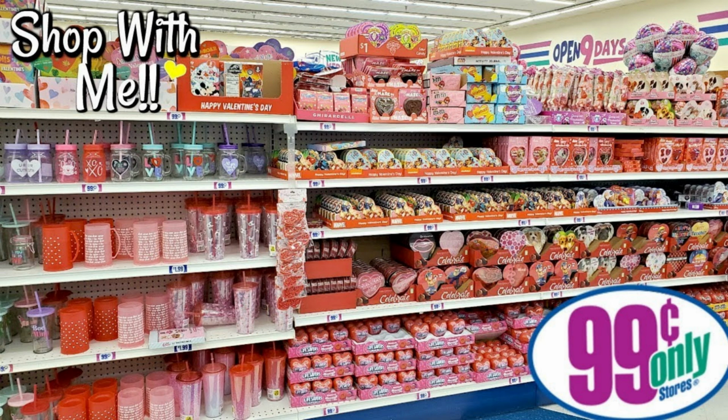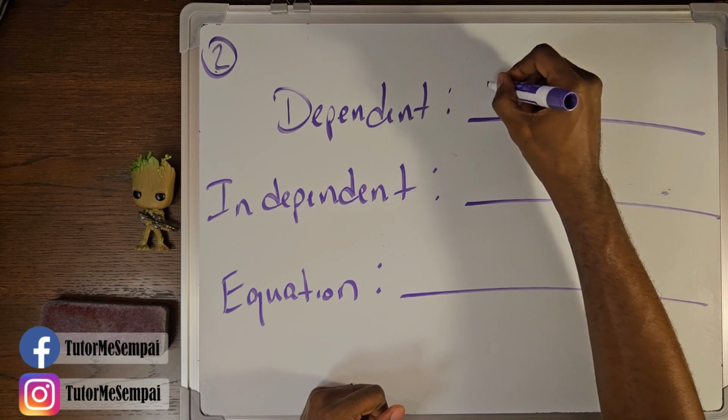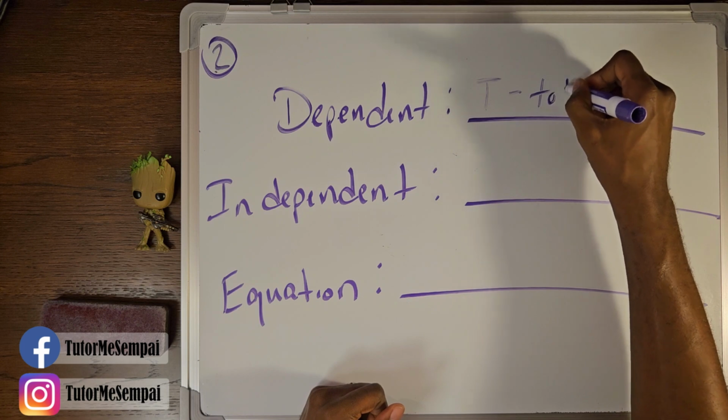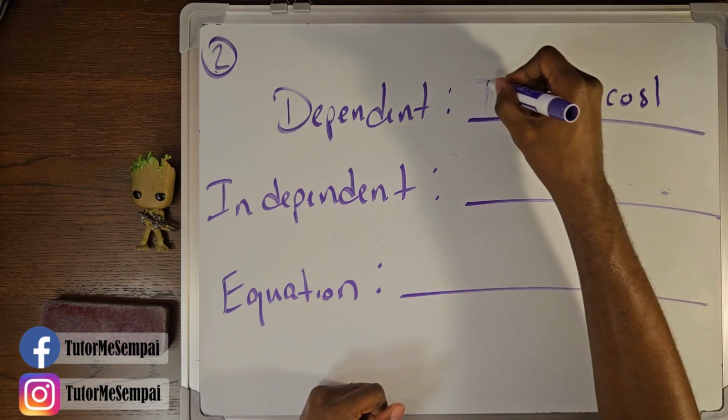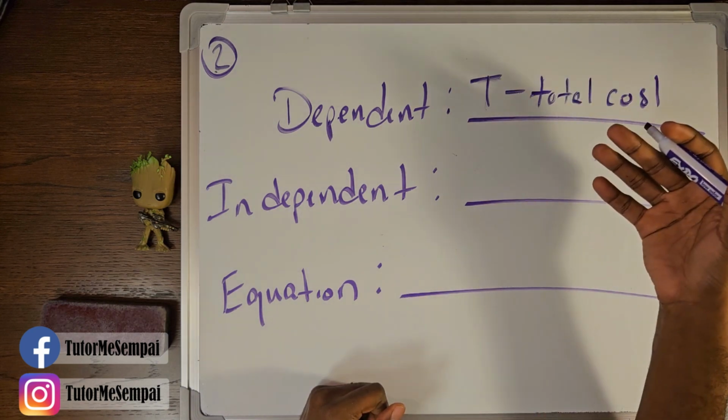What we don't necessarily choose is how much it's going to cost. That's going to depend on how many things we buy. So our dependent variable should be the total cost, and our independent variable is going to be how many items we are buying. Let's take that information and put it all together so we can create our equation. We're back here and our dependent variable was once again the T for the total cost. We don't know what that is, and that's going to depend on how many items we're buying.